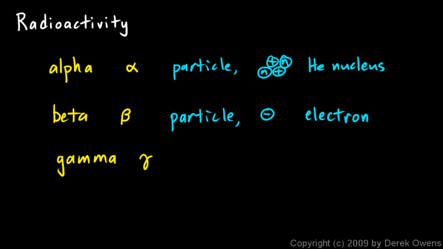And then gamma radiation is a high energy light wave. Or if you're thinking of the light as a particle, you would say it's a high energy photon. Either way would be correct. And gamma rays are the most dangerous and the most potentially harmful. Gamma rays can penetrate most materials, and they can cause a lot of damage to living tissue.